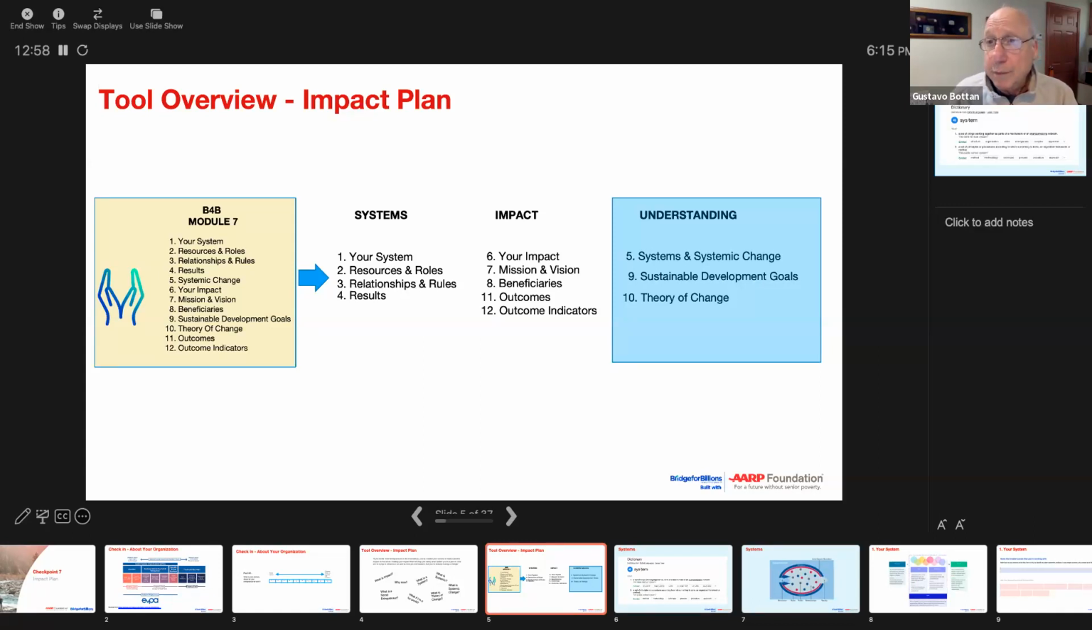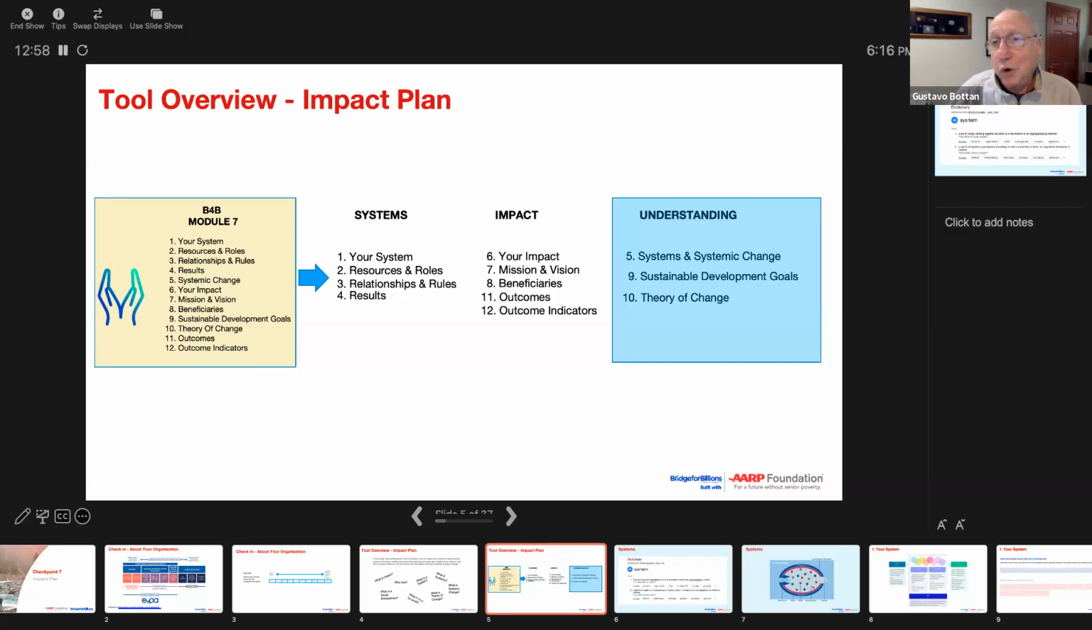We're going to talk obviously about impact, because here we are not just having the typical financial impact of making money and increasing the value of the company for our investors, but we have other things. And then the blue column is basically subjects that are important to this world of social entrepreneurship. And that's systems and systemic change, sustainability development goals, and theory of change. So as we go along, you'll see some slides that are blue.